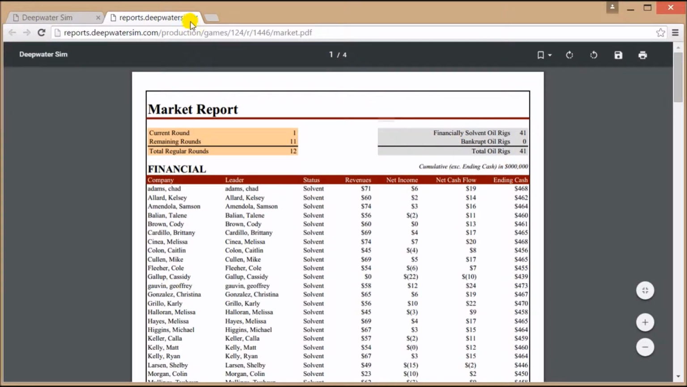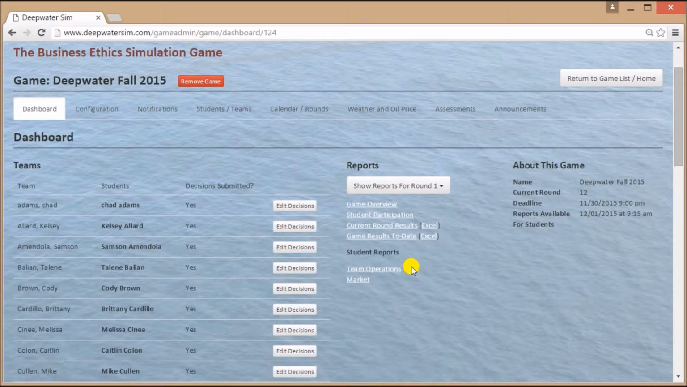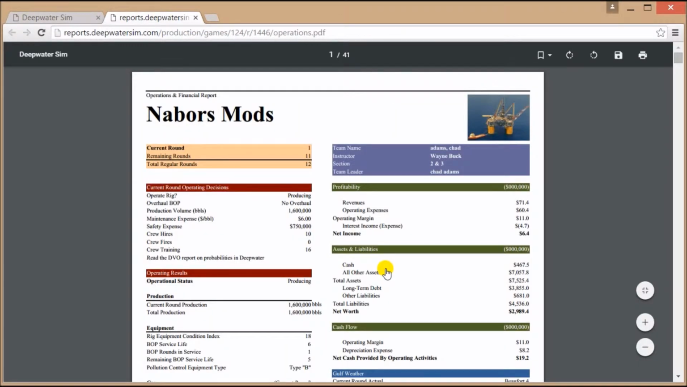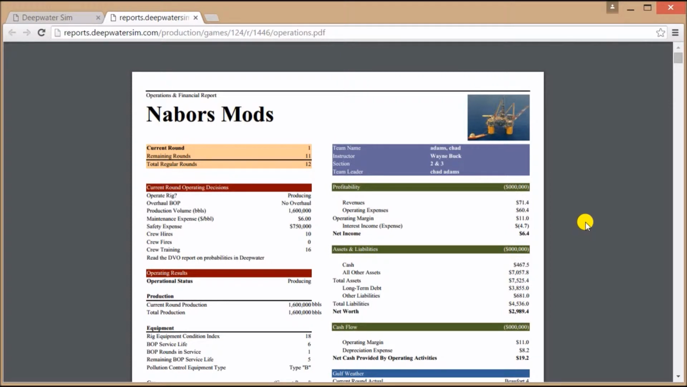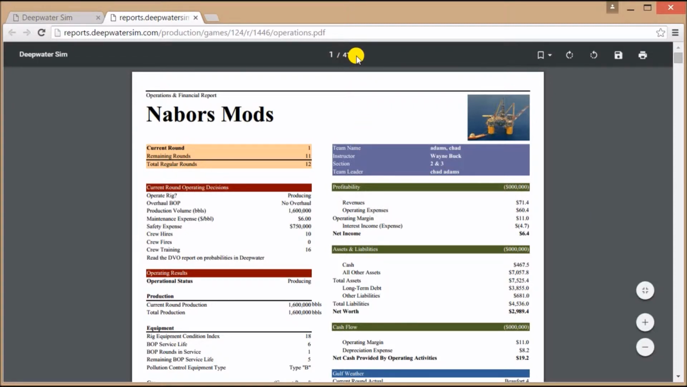Okay. Now, let's go to the operations report, the team operations report. Let me open that up right away. There's an important difference between the team operations report you see and the team operations report that the student sees. The instructor's version includes a page for every single team in the game, so you as the instructor can see each individual team report. You see here there are 41 pages because there were 41 students playing this particular game.